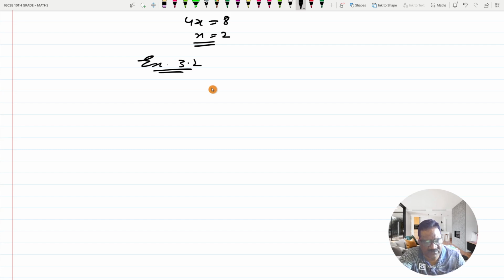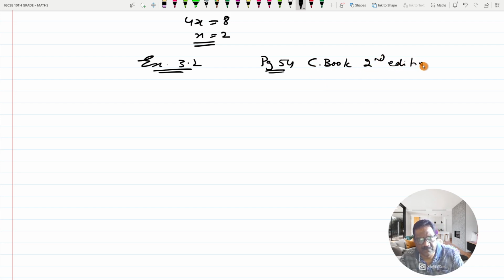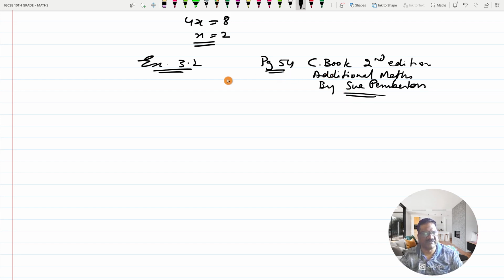This exercise 3.2 is on page number 54. Of which book? Of course, the course book, second edition, Additional Maths by Sue Pemberton. This is that book which I am referring to. On this book, on page number 54, and the chapter number is 3.